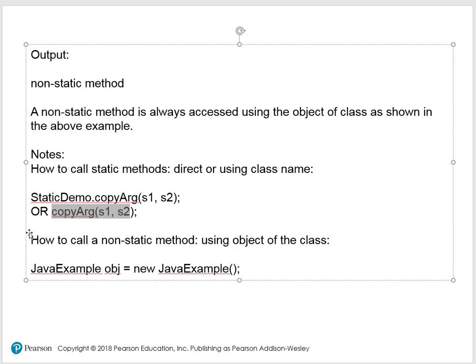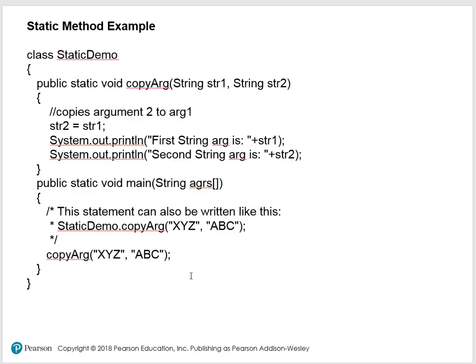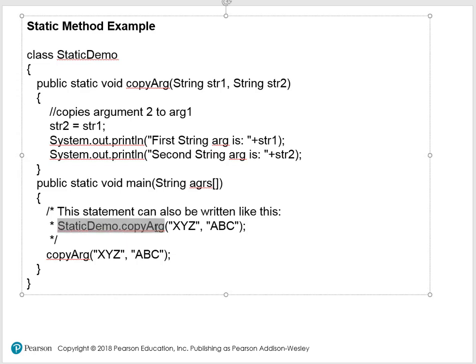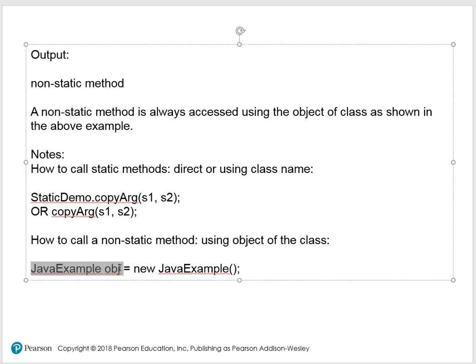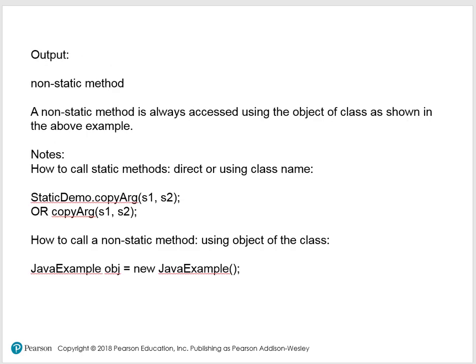Okay, now let me backtrack. What we just did up here was either the static demo copy class, or I could have done copy the argument, like I said in here. How to call a non-static method using the objects of the class: I created an object, and then in my next slide I had to use this obj dot syntax. Okay, so that's the major difference.